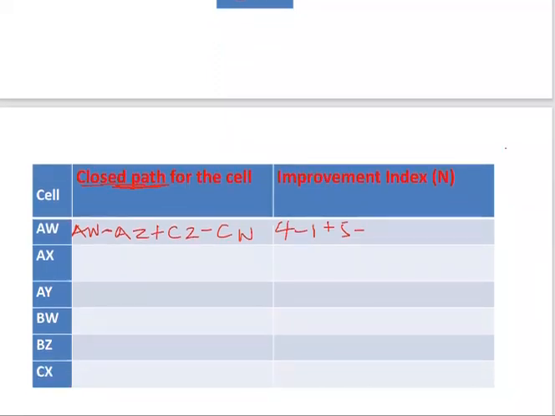All right. 5 minus what? 8. So that gives us what? 0. So that means that part will not improve our cost.